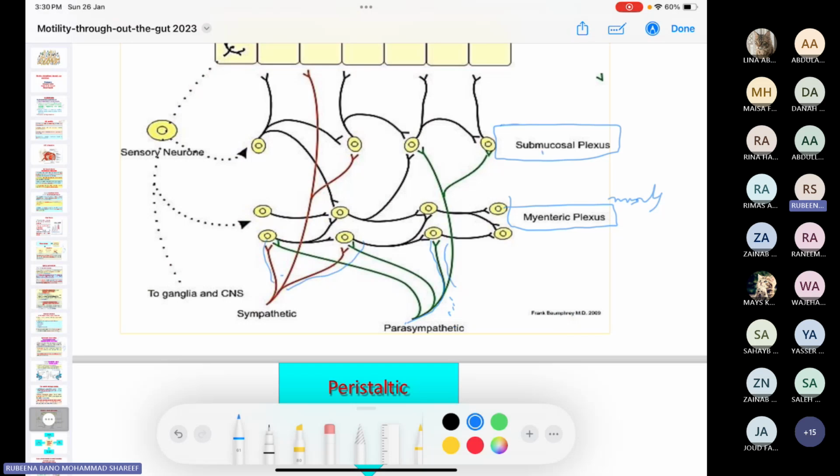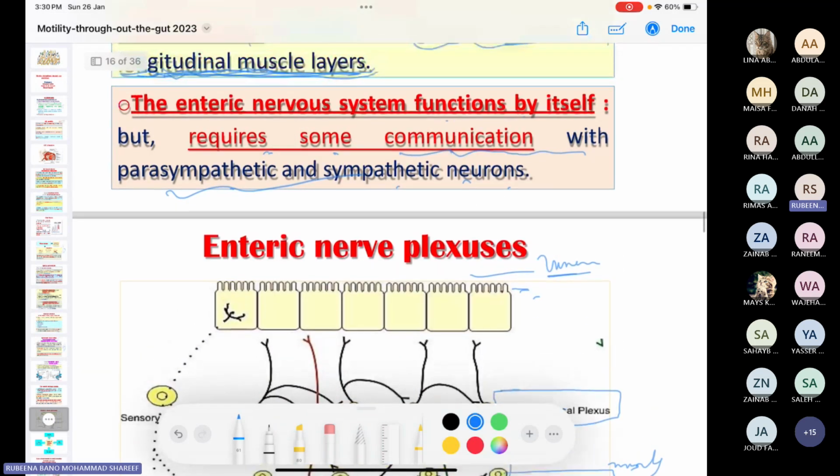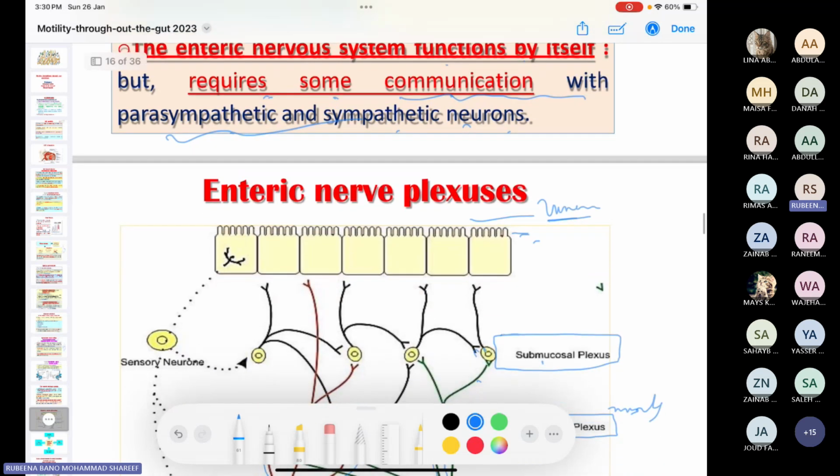So the submucosal plexus can talk to the myenteric plexus. The myenteric plexus can talk to the parasympathetic, the parasympathetic can talk to the myenteric, and the sympathetic can talk to the myenteric. So there is good communication between the enteric nervous system and the extrinsic nervous system. The sympathetic and parasympathetic form the extrinsic nervous system for the GIT.